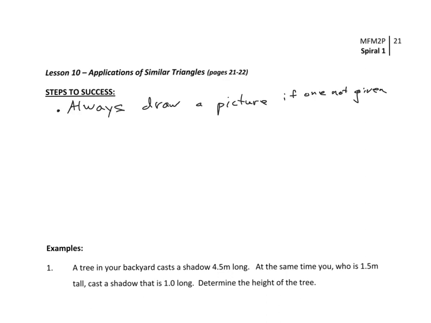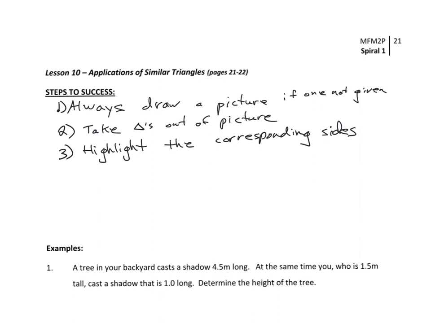1. Always draw a picture if one is not given. Just remember, a picture is 1,000 words. Okay? So that's number 1. Number 2. Take the triangles out of the picture. So once you've drawn the scenario, draw the two triangles separate from the picture. It makes your life easier so that you can set up your proportions.